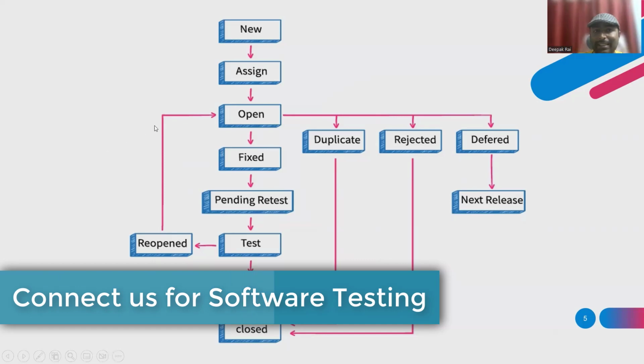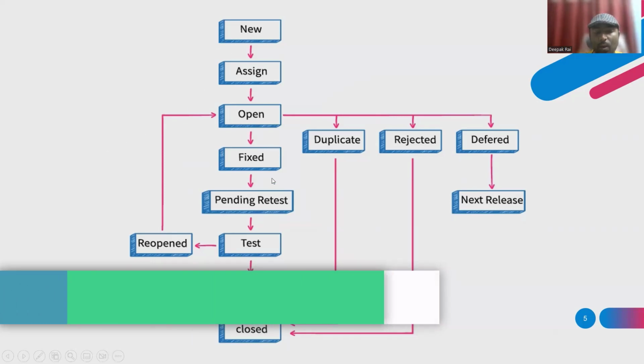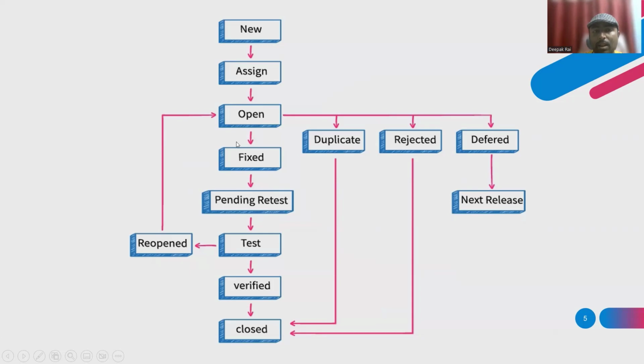In a few cases, you will find these steps are not available. This is a very descriptive method which I have created. But some of the time you will find only open, fixed, test and verify, closed, and reopen. These are the scenarios you will find. But this is a detailed flow which the development team and testing team follow throughout the defect life cycle. So once the developer fixes that functionality defect, it will move into pending retest, and once the testing team picks it up for testing, it will be marked as test.